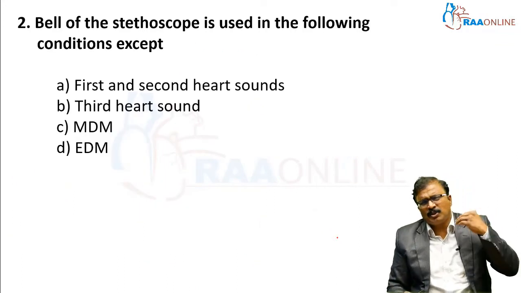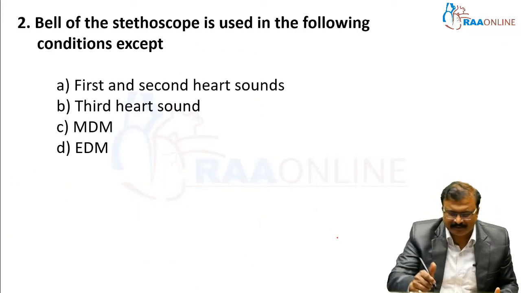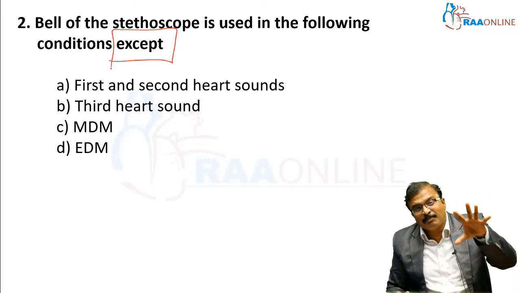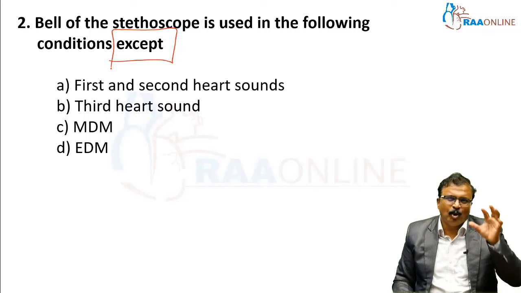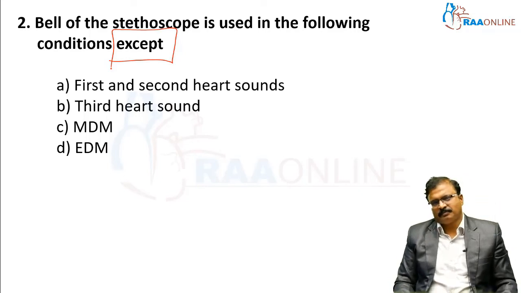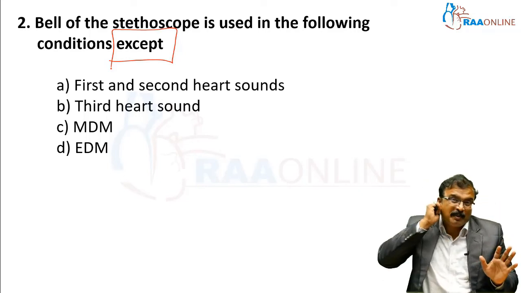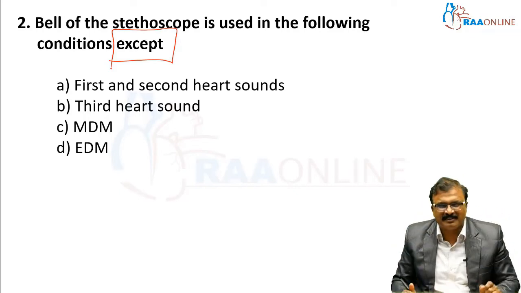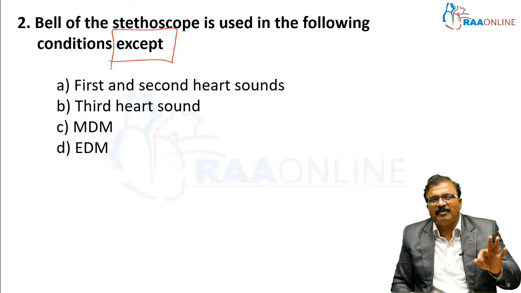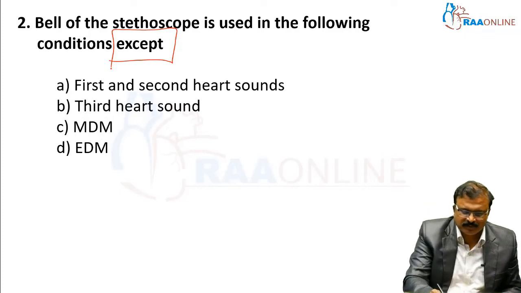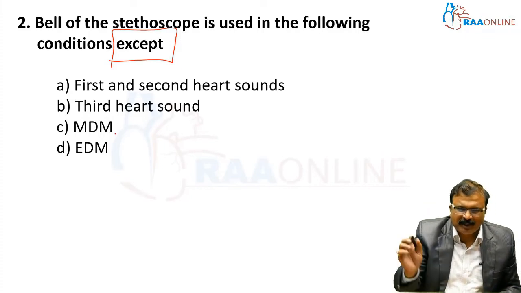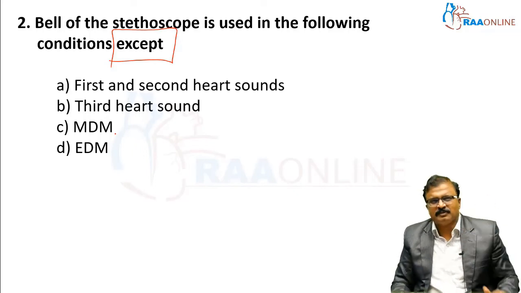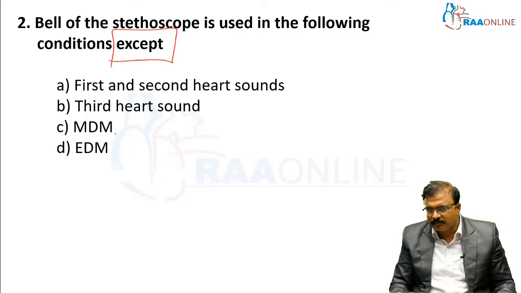Bell of the stethoscope is used in the following conditions except. For this we should know, bell is for low pitched murmurs and low pitched sounds. What are the low pitched murmurs? All murmurs are high pitched except the mid diastolic murmur of mitral stenosis. So, MDM is not the correct answer. In MDM you use the bell of the stethoscope.